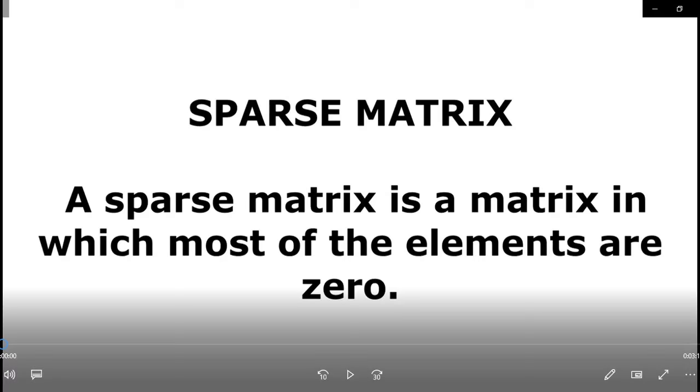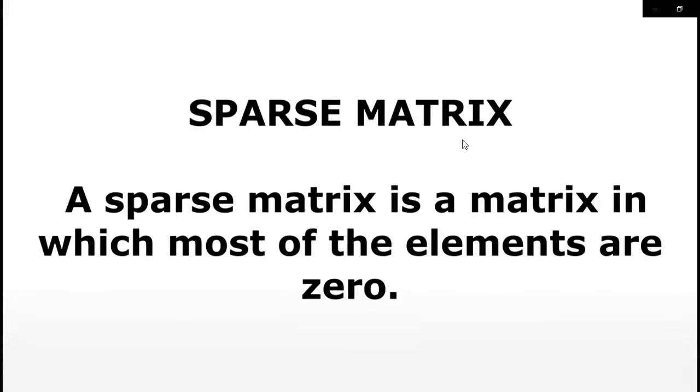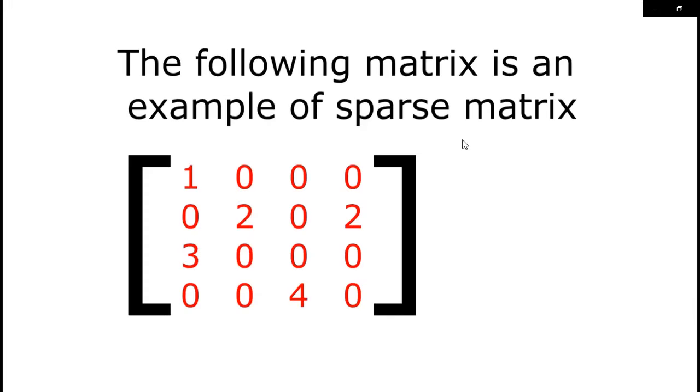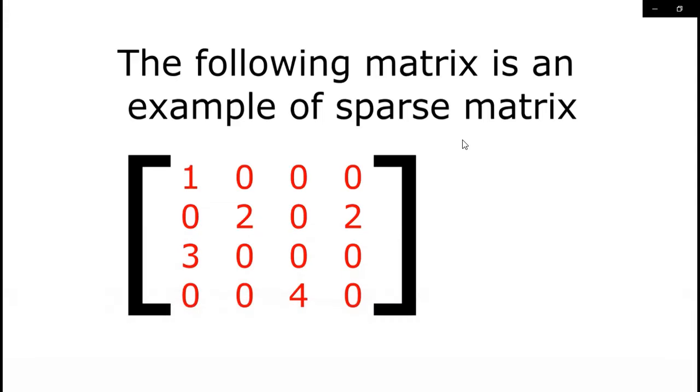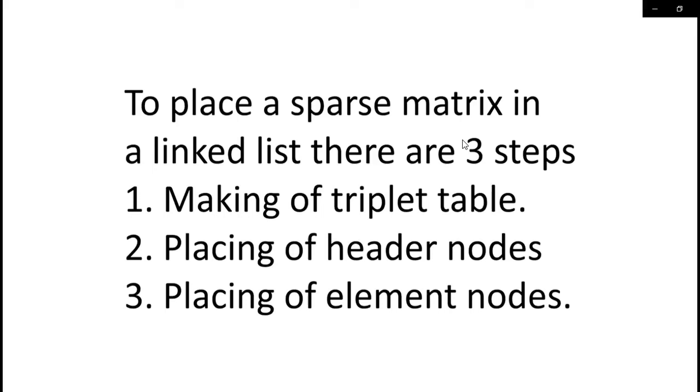Hello students, in this video we will see linked list representation for sparse matrix. As you all know, a sparse matrix is a matrix in which most of the elements are 0. This is an example of a sparse matrix wherein the matrix has a maximum number of zeros.